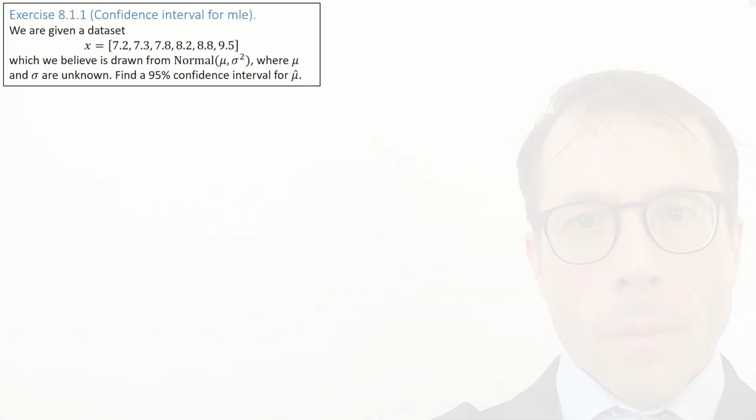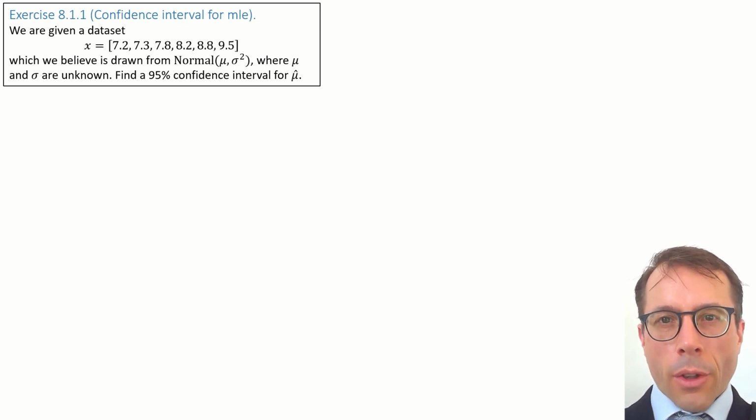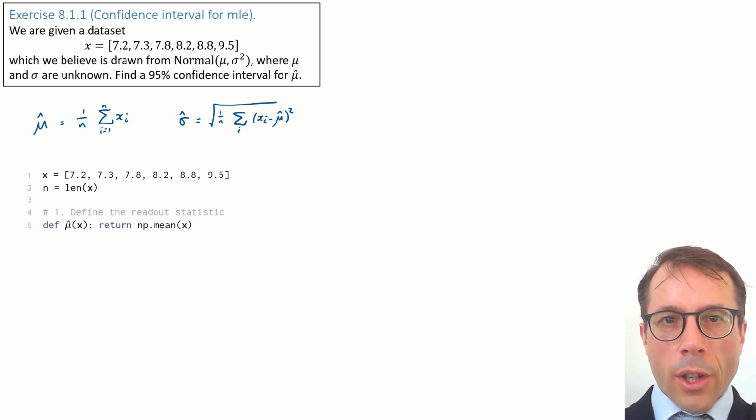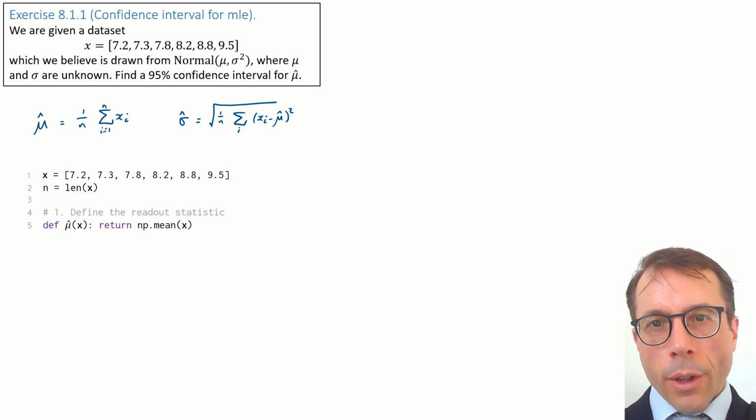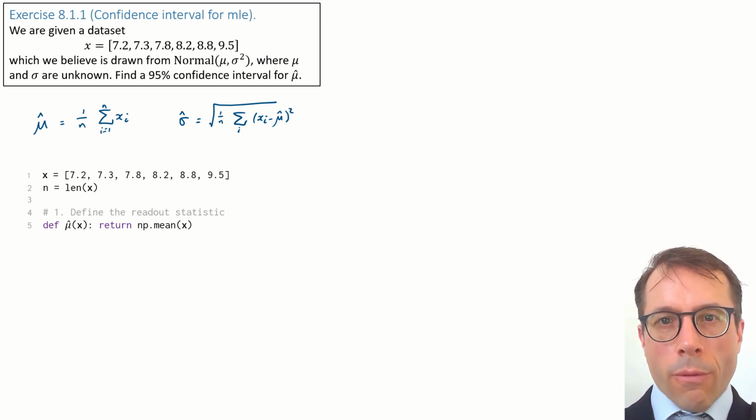Okay, let's work through some examples. Pause the video and read the question. We'll start by working out what the maximum likelihood estimates are. The answers should be familiar to you from the very first part of the course. Next, we just go through the three steps. It's exactly the same three steps every time. Step 1, define the readout statistic. The question tells us we want a confidence interval for mu hat, so we'll define a function that takes in a dataset and computes mu hat for that dataset.